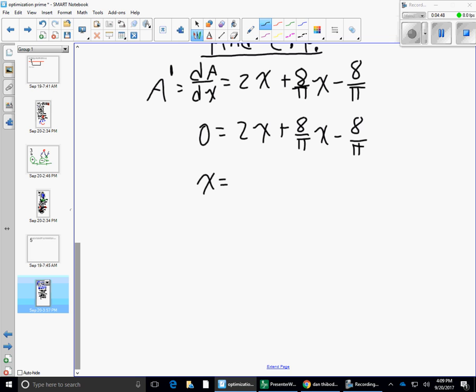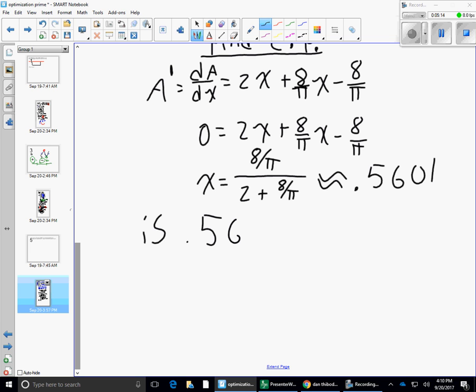But so I have 8 over pi divided by 2 plus 8 over pi, which is approximately equal to 0.5601. On the AP, you're going to be rounding to 3 decimal places, which we haven't explained yet, but I'll talk about that someday in the future. So now we have to figure out, is 0.5601 a min or a max?